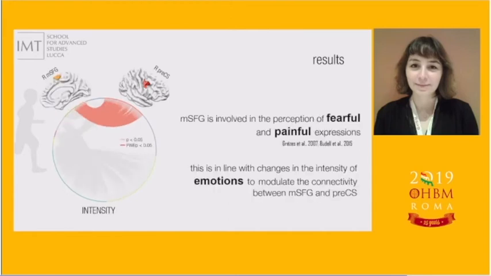While we found that the functional connectivity dynamics of the right precentral sulcus and the medial superior frontal gyrus was significantly modulated by changes in the intensity, and the medial superior frontal gyrus is involved in the perception of fearful body expression and painful facial expression, so these results seem to be in line with the fact that the changes in the intensity of emotions modulate the connectivity between these two regions.